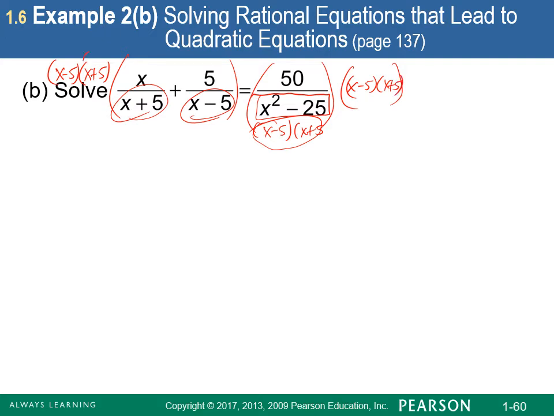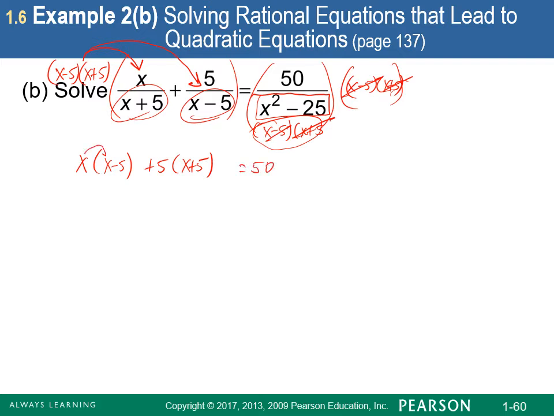Now again, I'm just going to mark this and recognize the x plus 5's are going to disappear, leaving an x and an x minus 5. The x minus 5's in this second one are going to disappear, leaving us a 5 and an x plus 5. And in the one on the right, we can go ahead and just mark out the x plus 5's, the x minus 5's, and the only thing remaining is the 50.